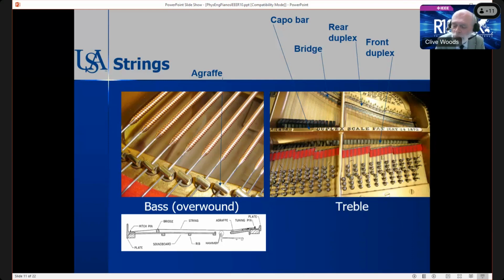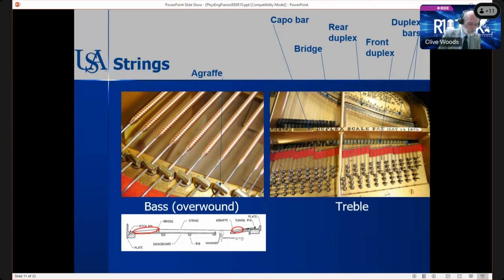In the front part of the string, there's no felt between the capo bar and what's called the duplex bars, and the bit of the string between the capo bar and the duplex bar is able to vibrate as it wishes. And also the rear duplex from the bridge to the hitch pin is able to vibrate as it wishes. Actually, not quite the hitch pin there, and in the rear duplex there's a duplex bar or duplex plate that defines the vibration length of the rear duplex very precisely.